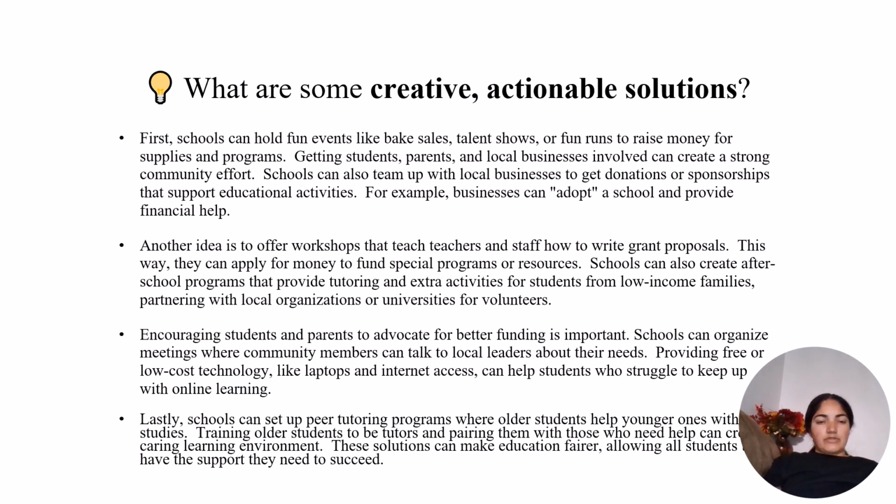Encouraging students and parents to advocate for better funding is also important. Schools can organize meetings where community members can talk to local leaders about their needs. Providing free or low-cost technology like laptops and internet access can also help students who struggle to keep up with online learning. And finally, schools can set up peer tutoring programs where older students help younger ones with their studies. Training older students to be tutors and pairing them with those who need help can create caring learning environments.